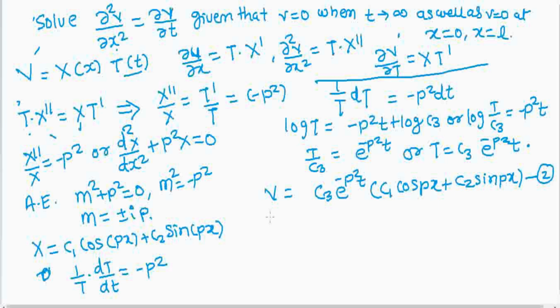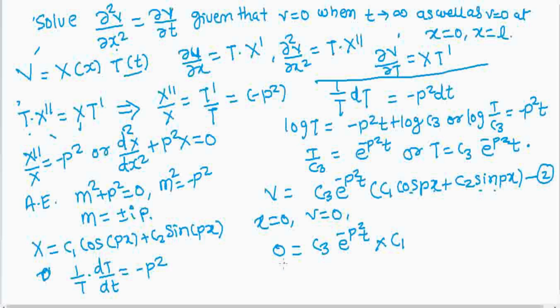Now we apply the initial conditions. So what is the first condition? X is equal to 0. When x is equal to 0, v is also equal to 0. So put here x equal to 0 and v equal to 0: 0 equals c3 into e raised to minus p square into t. And look at this, when we put x equal to 0, we have here cos of 0. But what is cos of 0? Cos of 0 is 1 and sine of 0 is equal to 0. Okay, so we have these values.